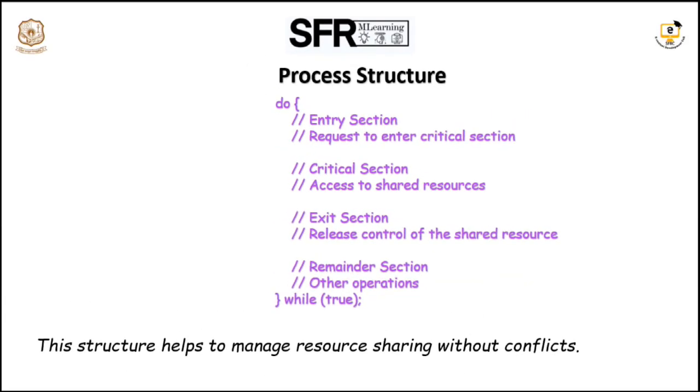This is the process structure. So, here the code starts from the do. At the top, at the entry section, the code will start to execute, then it gets permission, then it comes to the critical section. Here it will be accessing the shared resources. The next is the exit section. Here it will be releasing control of the shared resources. Next is the remainder section. The other part of the code will be executing. This part does not require the shared resources. This structure helps to manage resource sharing without any conflicts.